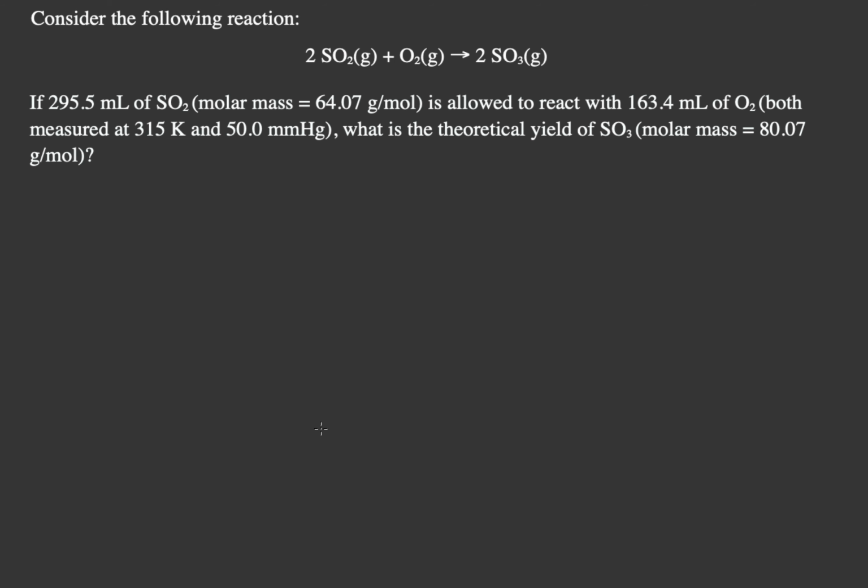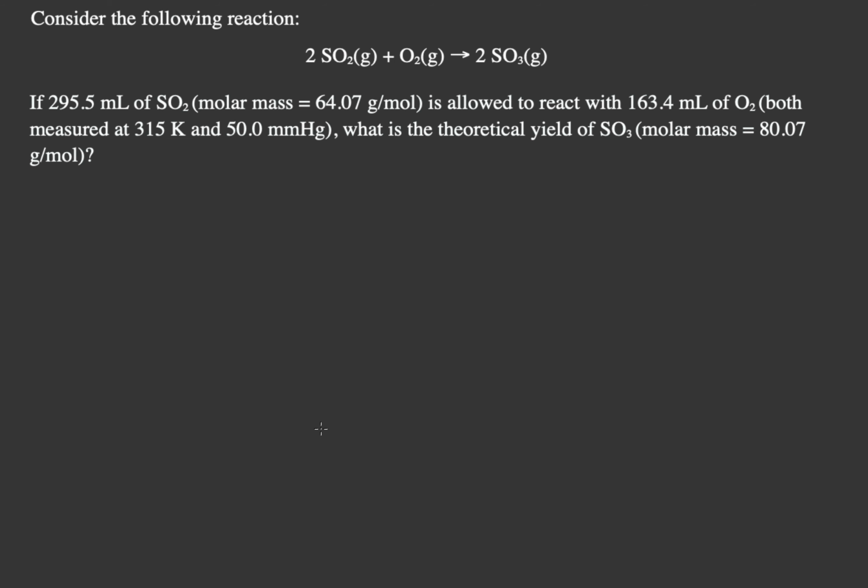My favorite question. Let's get this out of the way. Limiting reactant with ideal gas law. If you have 295 milliliters of sulfur dioxide and you react it with 163 milliliters of oxygen, you measure both at a temperature of 315 Kelvin and a pressure of 50 millimeters of mercury. What is the theoretical yield of SO3?